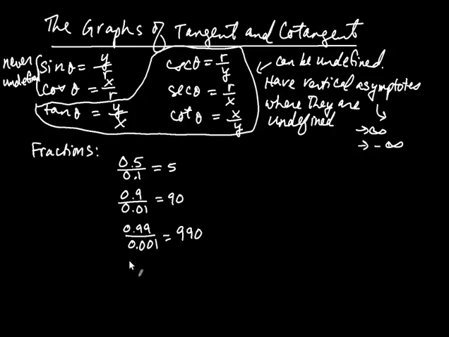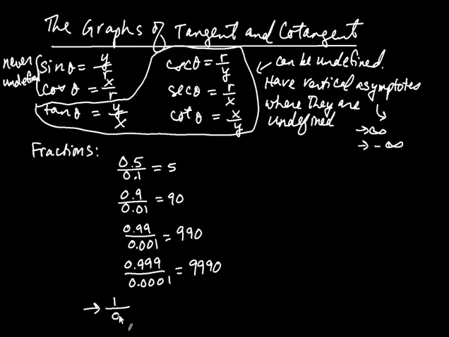And let's do one more. If you take 0.999 divided by 0.0001, a lot of zeros, you're going to get 9990. Okay? Now, what's happening here? Well, a couple of things. First of all, do you see how I'm making the numerator close to 1, and I'm making the denominator close to 0? So the first thing I'm noticing is that the numerator, this little arrow means heading towards, is heading towards 1, and the denominator is heading towards 0.